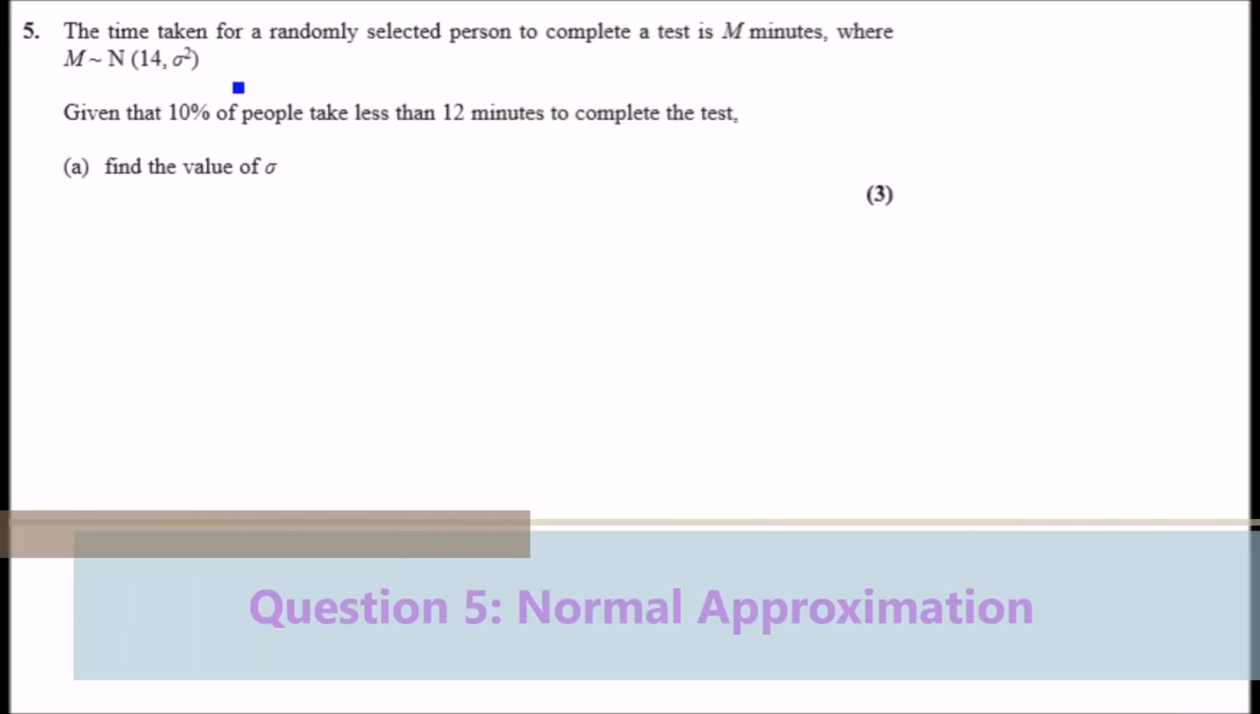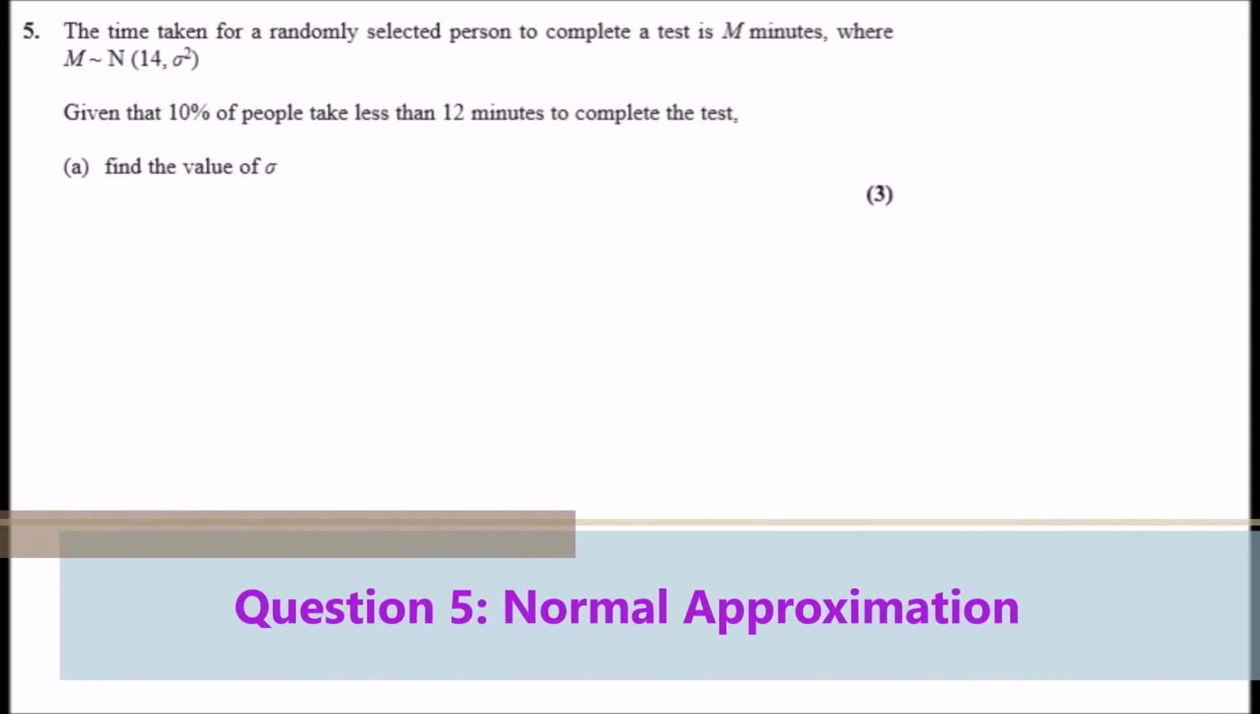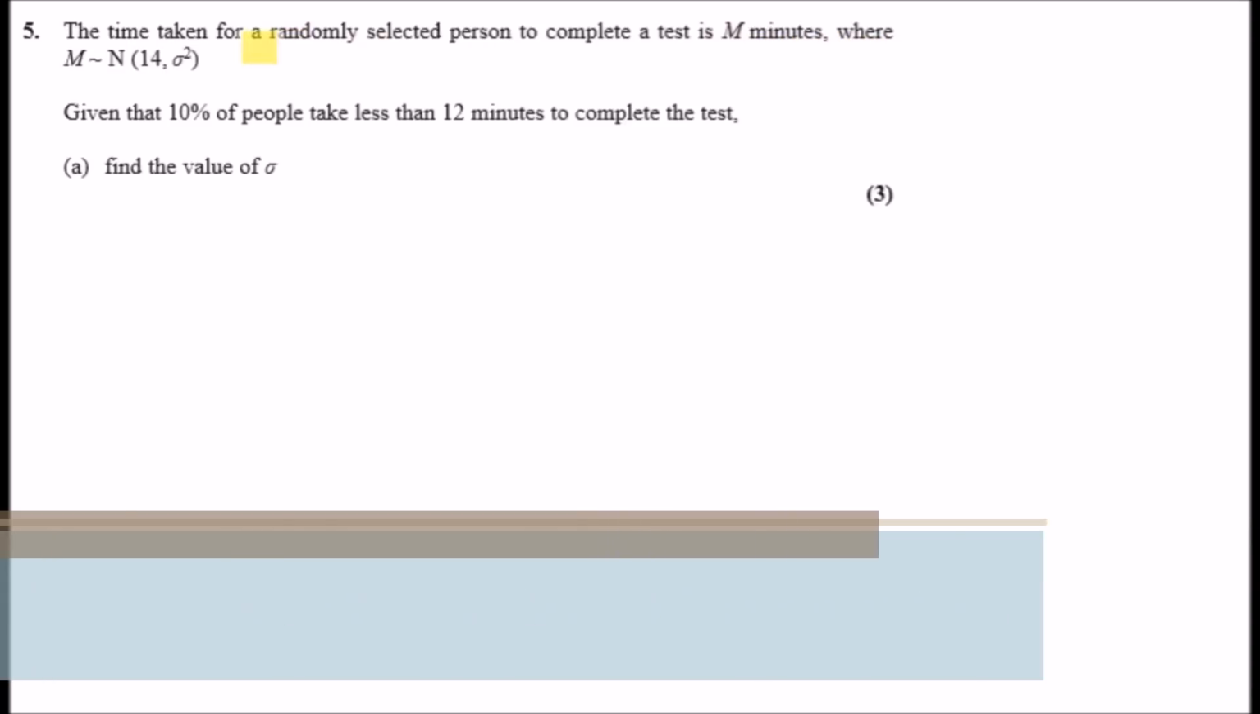Here we go, guys. Question 5. So the time taken for a randomly selected person to complete a test is m minutes, where m is normally distributed with mean 14 and variance sigma squared. Given that 10% of people take less than 12 minutes to complete the test, find the value of sigma. So first things first, we need to write down what we know.